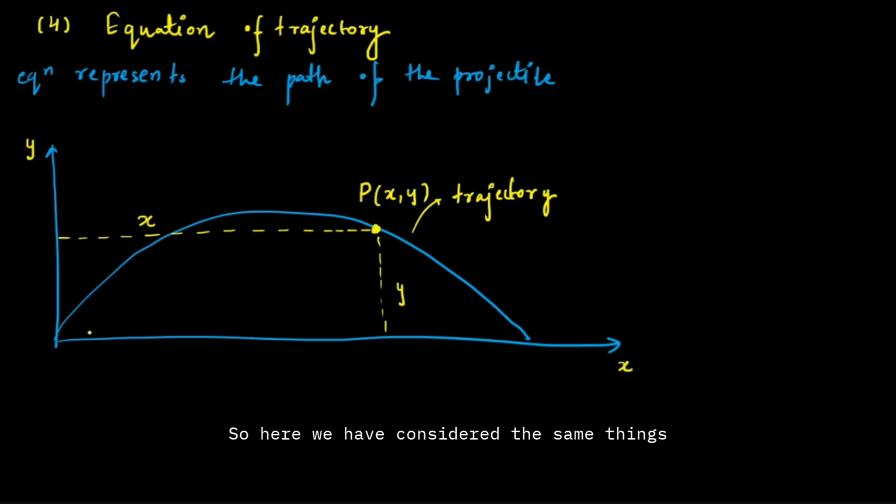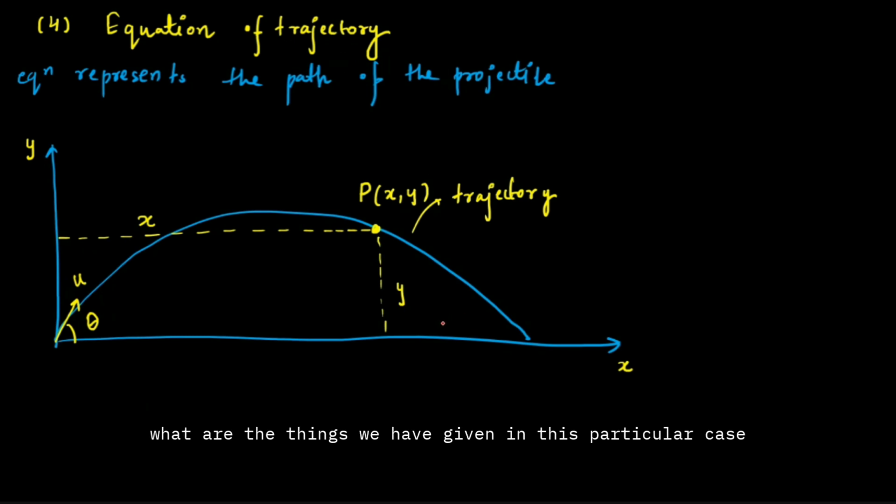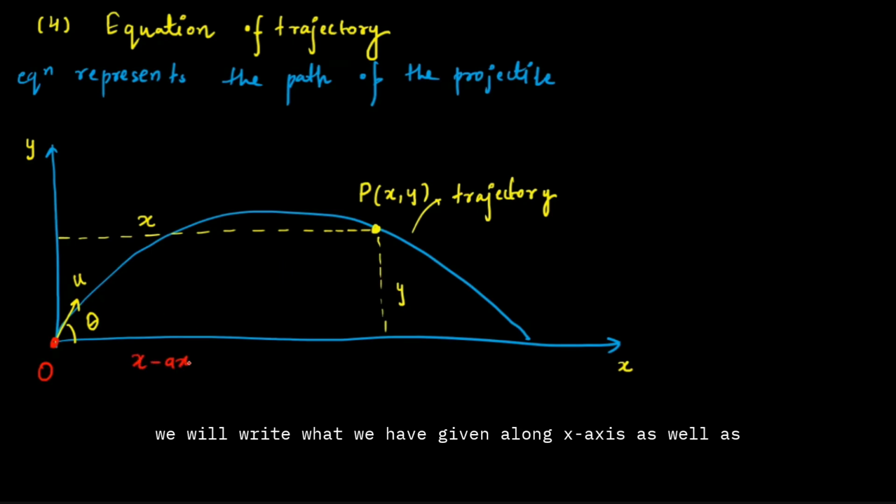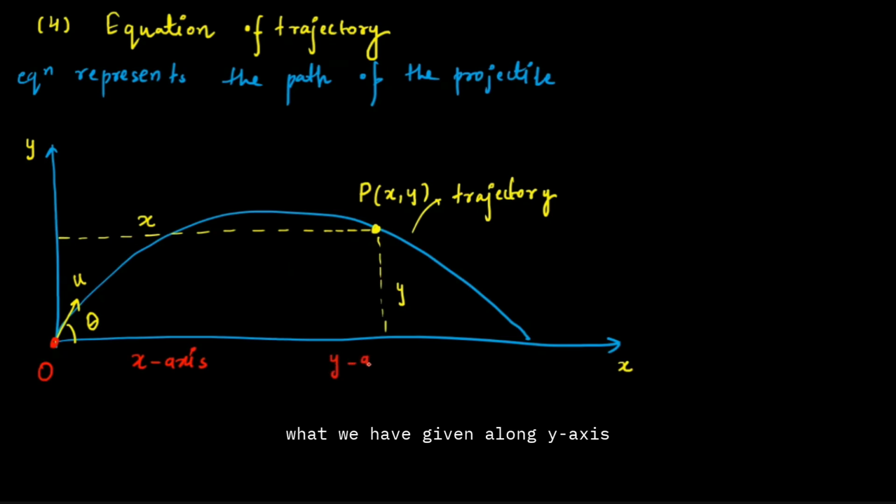So here we have considered the same things. The projectile is supposed to be thrown at an angle theta with some initial velocity u, and this projectile will have velocity components along the x and y axis respectively. So here, first of all, we'll try to write what are the things we have been given in this particular case. What we are going to consider here is, from this initial point O to this point P, we are going to find out the equations. We're going to solve the motion. So we'll write what we have been given along the x-axis as well as along the y-axis.